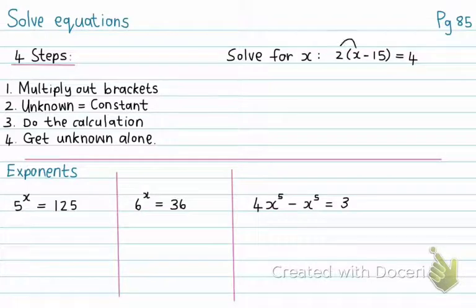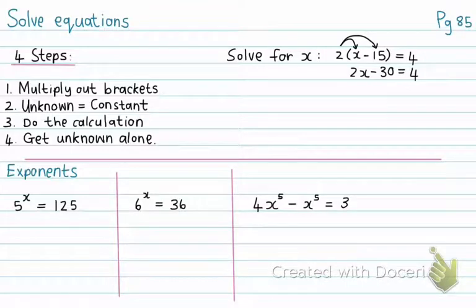So first of all, I have to multiply the 2 in with each term inside the brackets. So 2 times x is going to give me 2x, and 2 times negative 15 is negative 30. Right? Keep the rest of your equation. Now the second step is to get the unknowns or the variables on the one side and the constants on the other side, or just separate them, it doesn't matter which side.